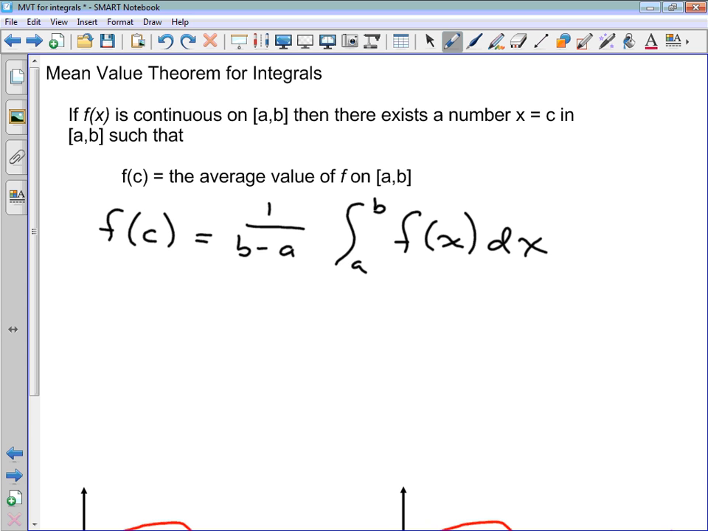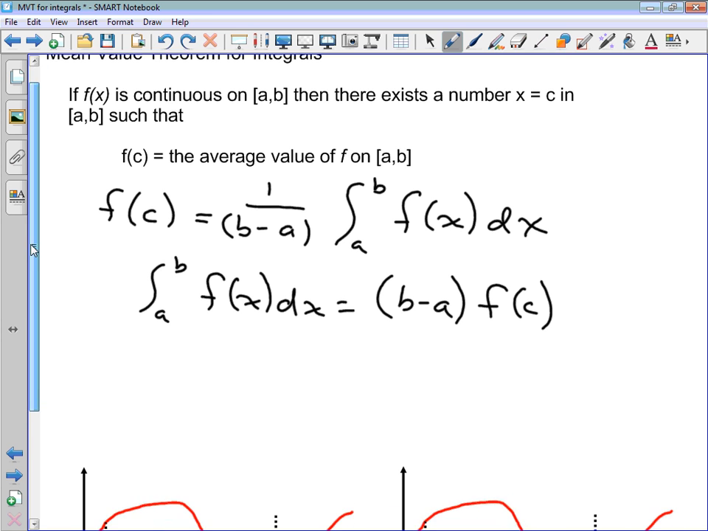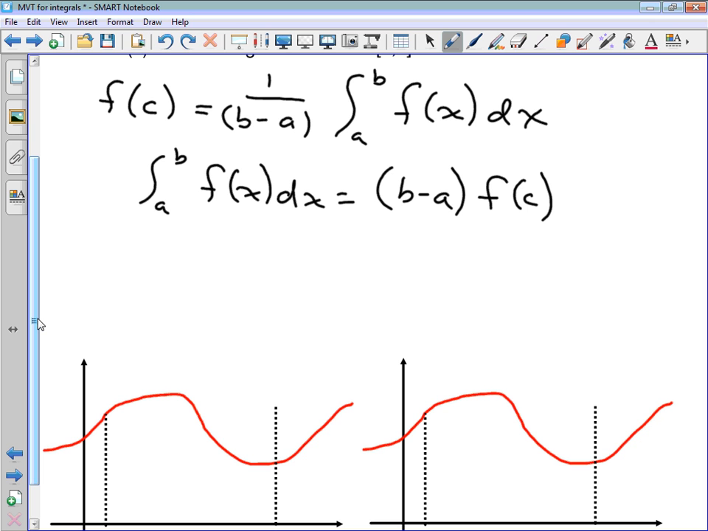If I take this and rearrange it slightly, I'm going to take this b minus a and cross multiply. We can write this as the integral from a to b of f of x dx is equal to b minus a times f of c. We've seen this expression earlier today. We got that by doing the integral of a constant function.